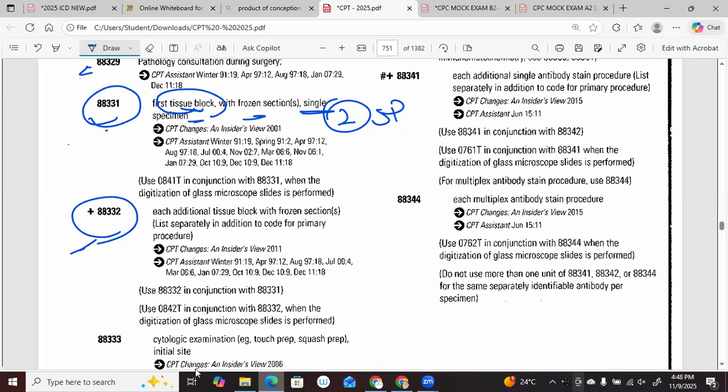The frozen section code is based on the tissue block as well as the specimen. If more than one specimen has been taken, you have to use 88331 per specimen, and after the first tissue block per specimen, you have to use the additional code for each additional tissue block. Any questions here? No, ma'am. Okay.